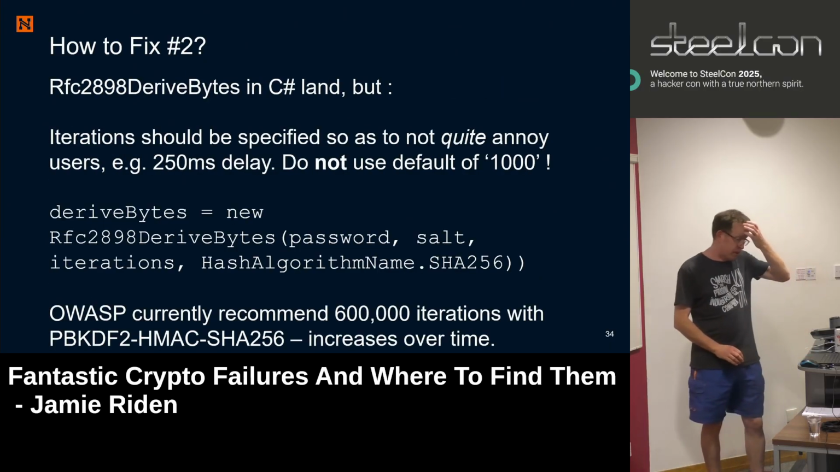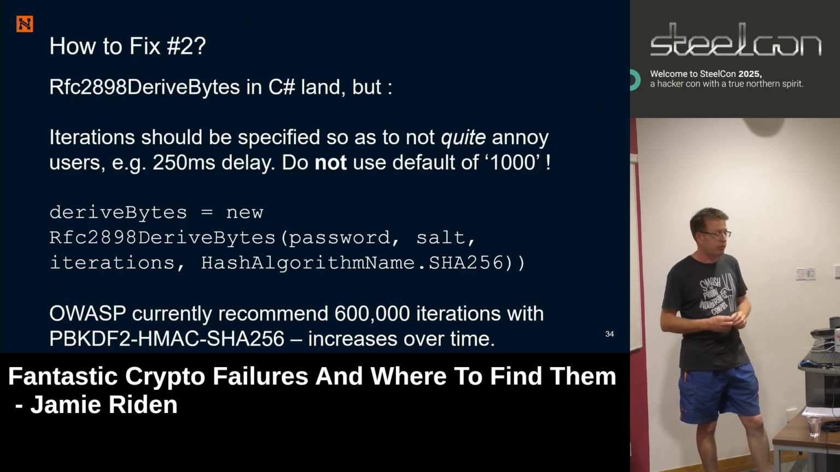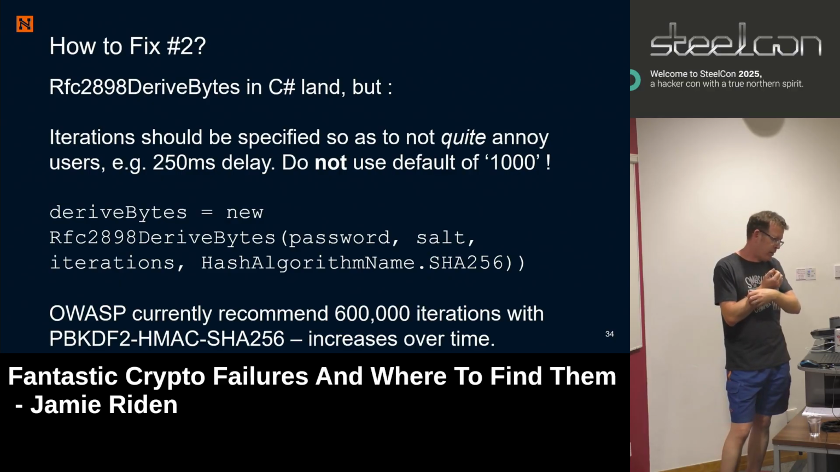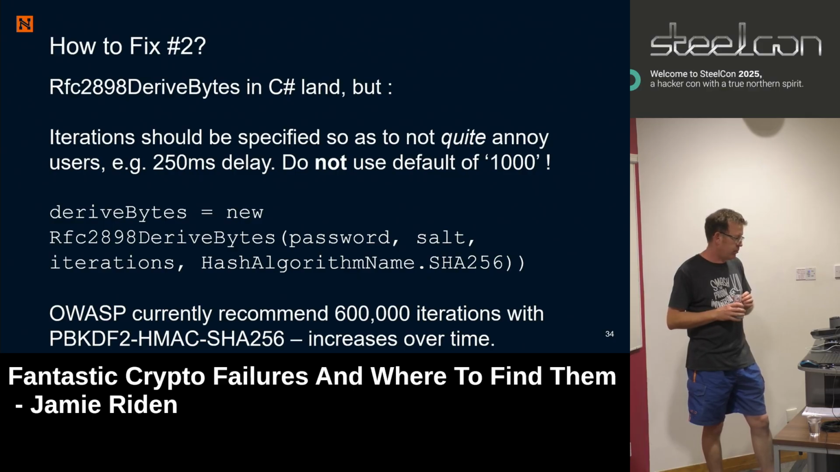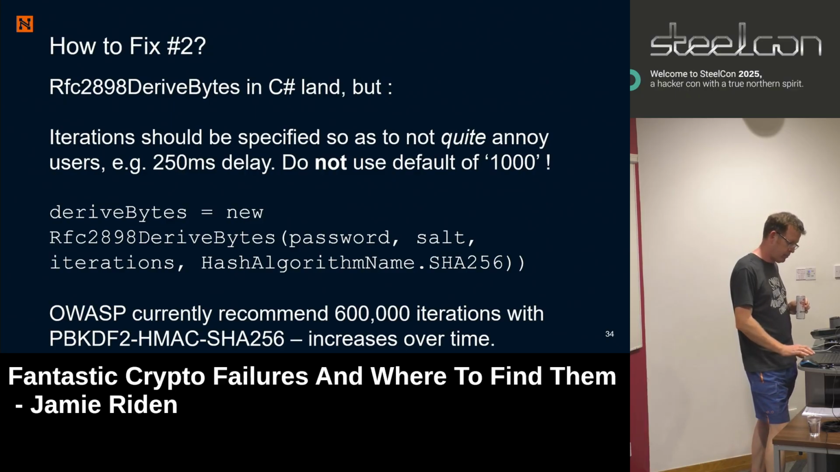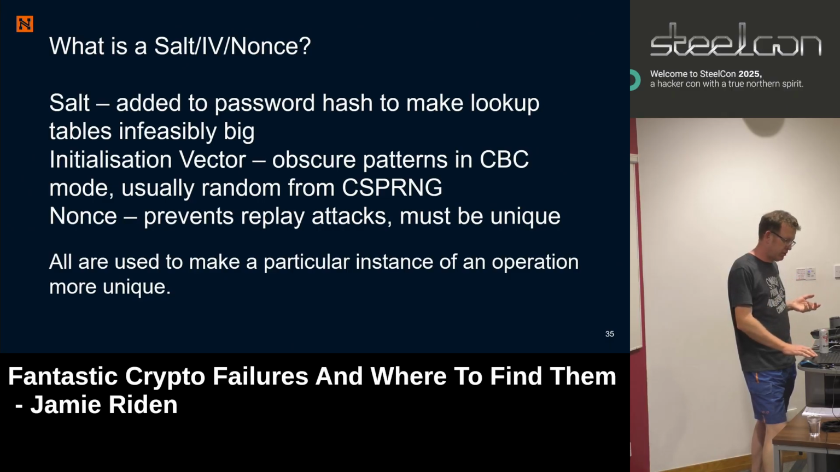So in C#, that's called Rfc2898DeriveBytes. That's the standard. And again, you want to set the iteration count so as to just not quite annoy the user when they type their password. It defaults to 1,000, which is just nowhere near enough. OWASP recommend, for example, 600,000 iterations with PBKDF2 with HMAC-SHA-256, and then in 2 years' time they'll be recommending maybe 900,000. So rather than some homebrew scheme with XOR, use a genuine, proper way of doing it.